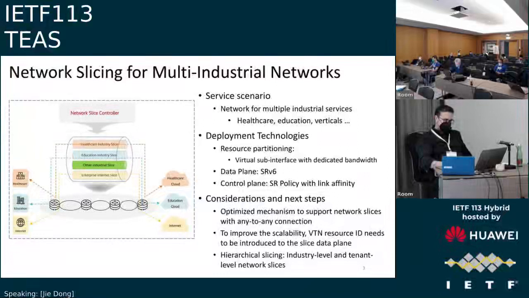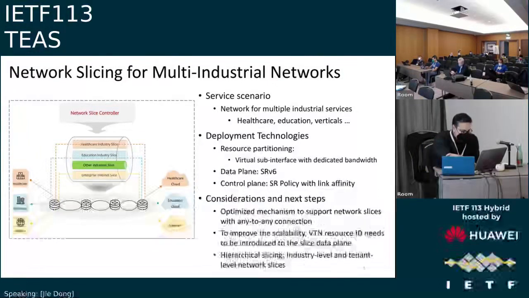This is the first case, using network slicing for multi-industrial networks. In this case, this operator, China Telecom Ningxia, has a dedicated SRv6-based network for multiple industry services. Currently, this network carries three major types of service: healthcare, education, and enterprise internet service. And they're planning to introduce more vertical industry services into this network.